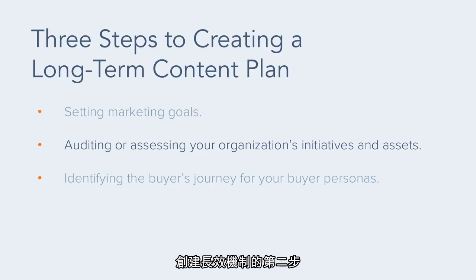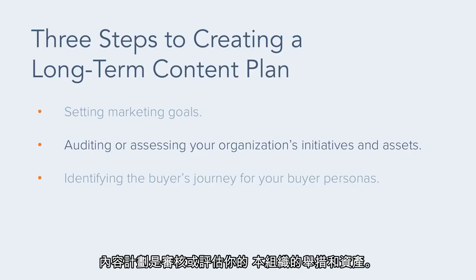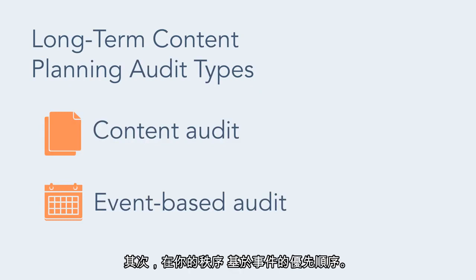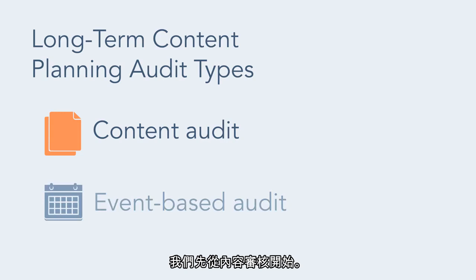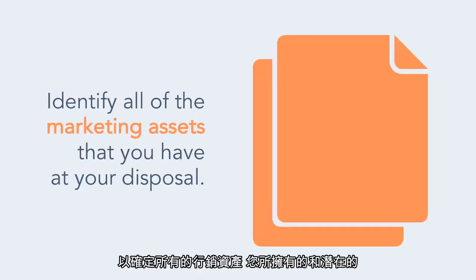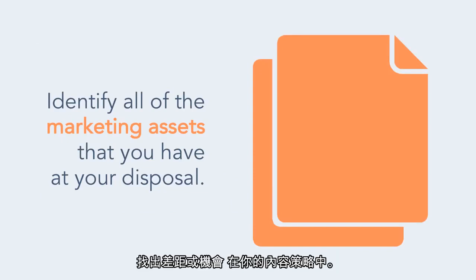The second step in creating a long-term content plan is auditing or assessing your organization's initiatives and assets. Your audit is going to consist of 2 parts. First, auditing your content assets, and second, auditing your event-based priorities. Let's begin with the content audit. Your goal with the content audit is to identify all of the marketing assets you have at your disposal and potentially identify gaps or opportunities in your content strategy.